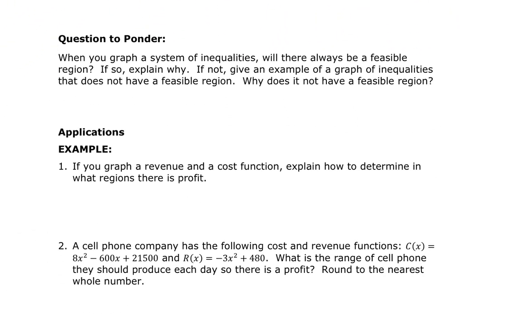Here are some questions to ponder. When you graph a system of inequalities, will it always be a feasible region? If so, explain why. If not, give an example of a graph of inequalities that does not have a feasible region. And the answer is, yeah, you can. So say you've got two parallel lines. y is greater than 3x plus 1, and then you have y is less than 3x minus 1.